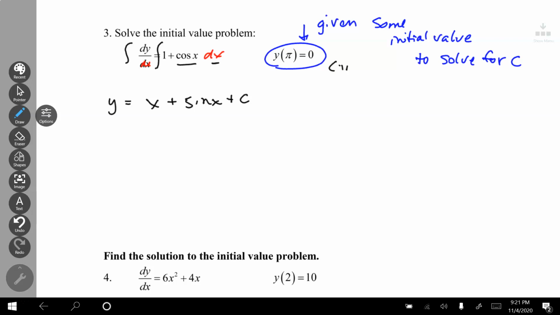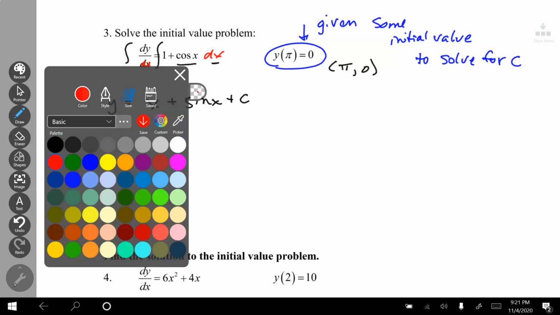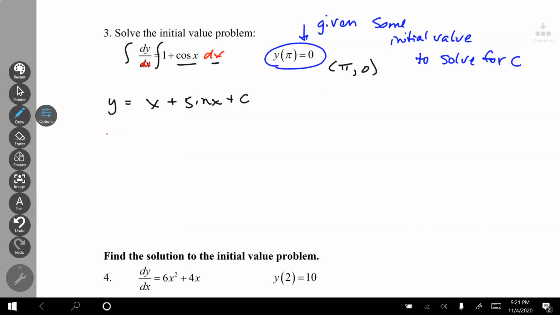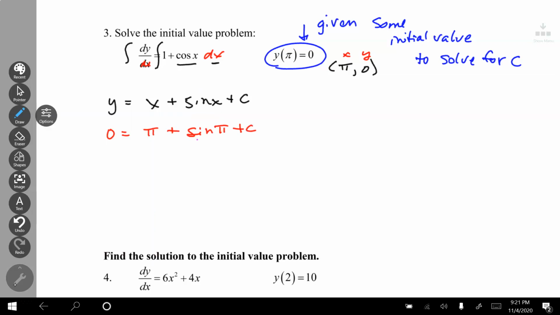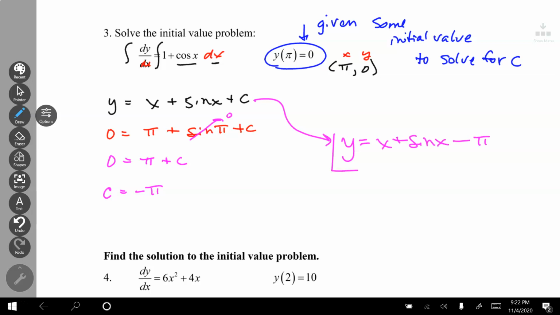This here means plug in pi, my answer should be 0. If I plug in pi for x, that means this is my x, this is my y. 0 equals pi plus sine of pi plus c. Hopefully you remember sine of pi equals 0, so 0 equals pi plus c, or c equals negative pi. So I could take this and rewrite it as y equals x plus sine of x minus pi.